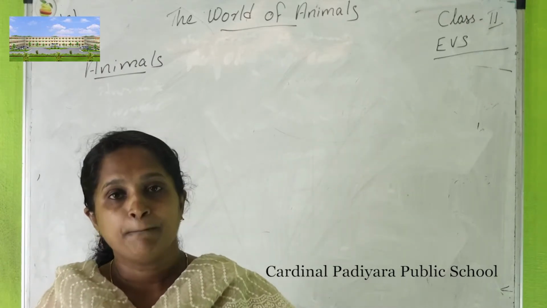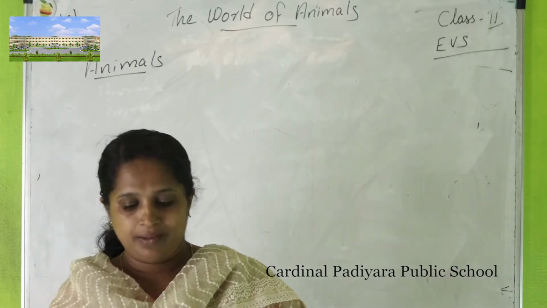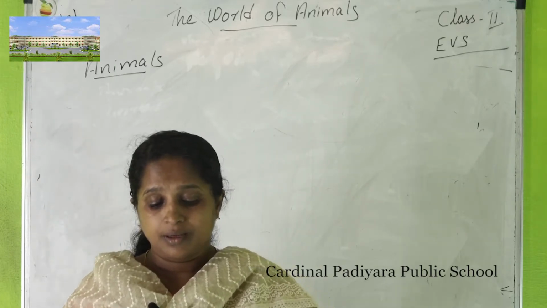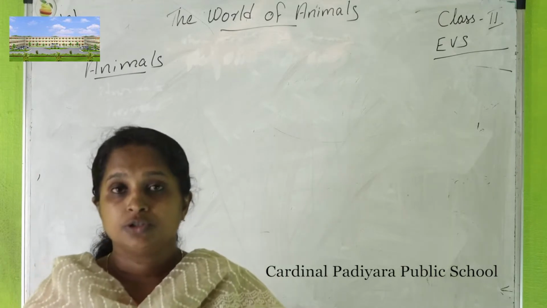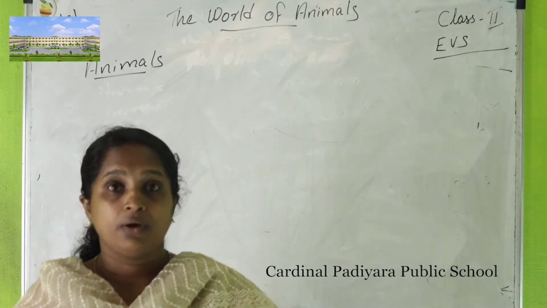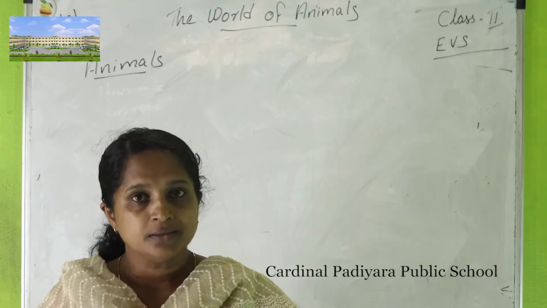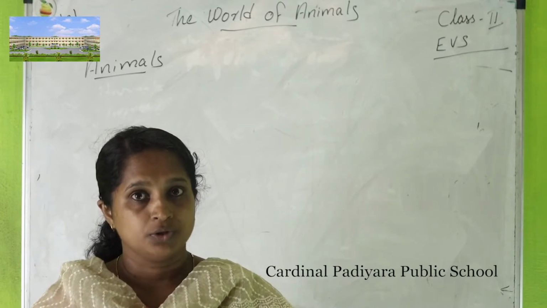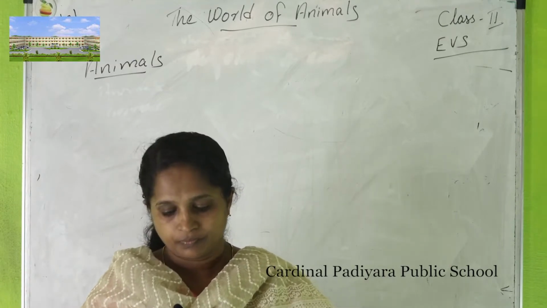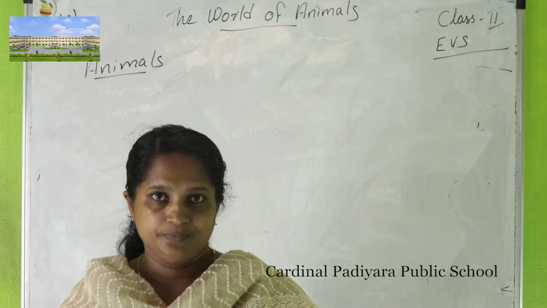Take a puppy as an example. Is a puppy the same size after 2 or 3 years? No, after 2 or 3 years, the puppy will grow to a big dog. Thus we can say that animals can grow.